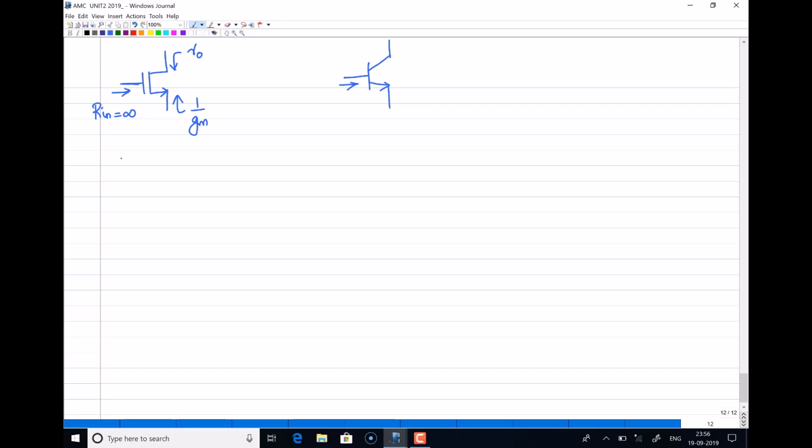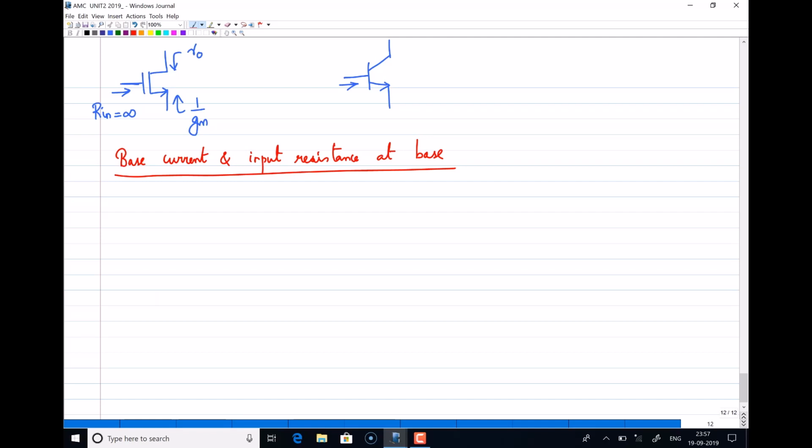So we'll look at base current and input resistance seen at base, which is very important and not there in a MOSFET, because in a MOSFET the gate current is 0, so the input resistance at the gate is actually infinity.